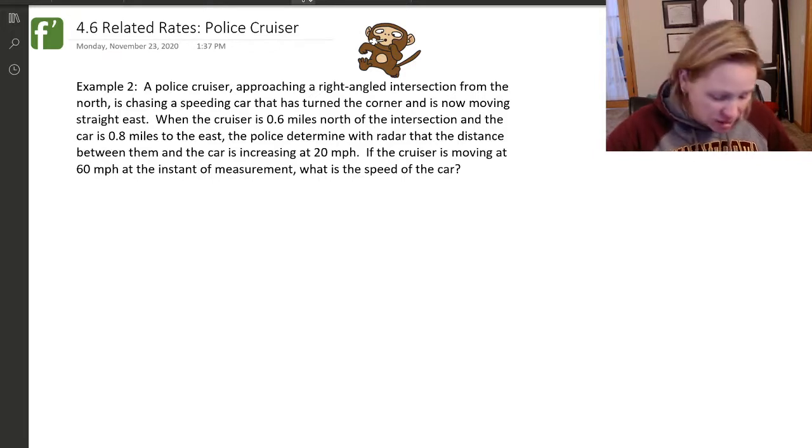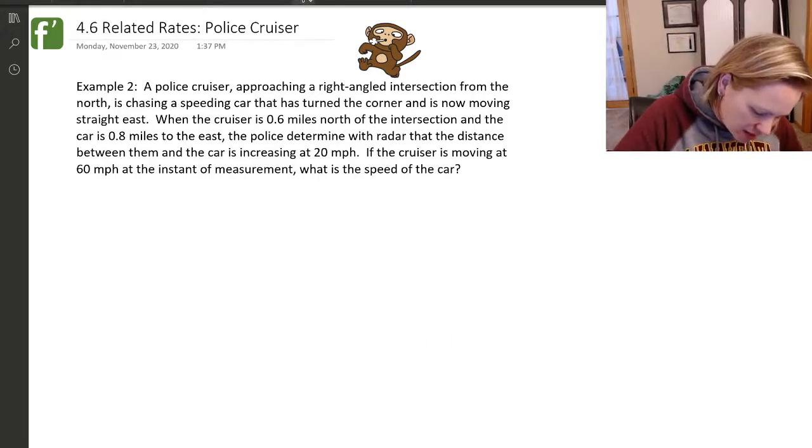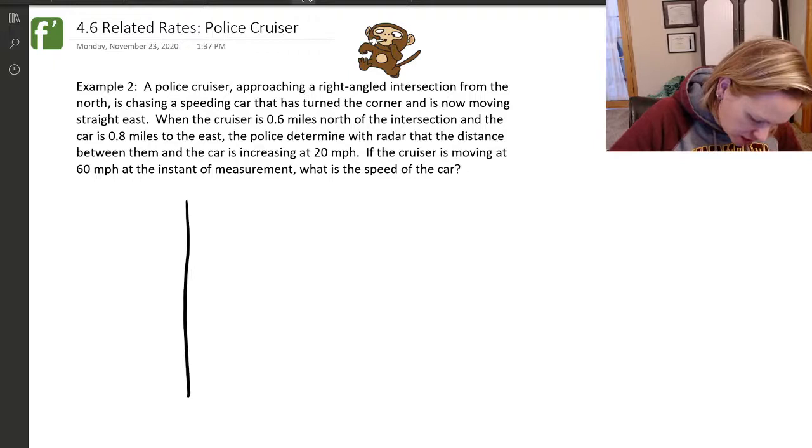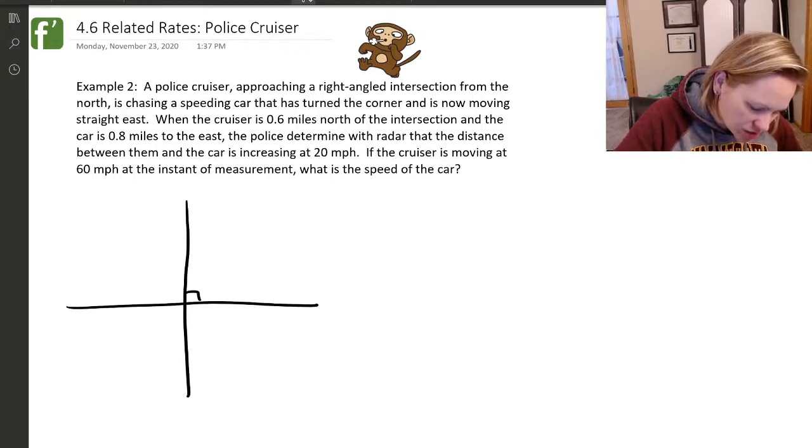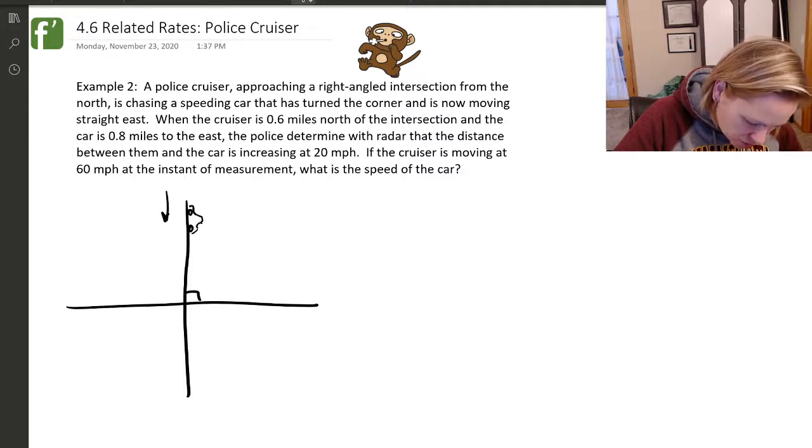So let's get started. Let's draw a picture. So we have this intersection, and it's a right-angled intersection, okay? And we have this police cruiser approaching from the north. So here I'm going to have car number 1. I'm a terrible artist, but we'll draw a little car. I'm going to draw a little arrow showing that he's going this way.